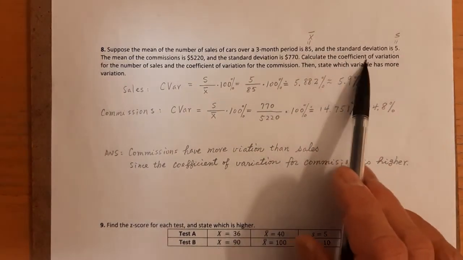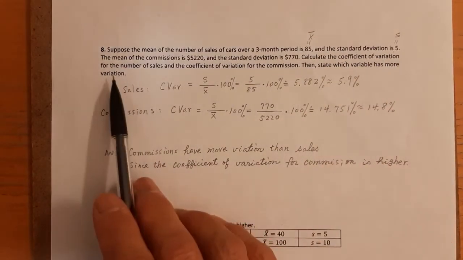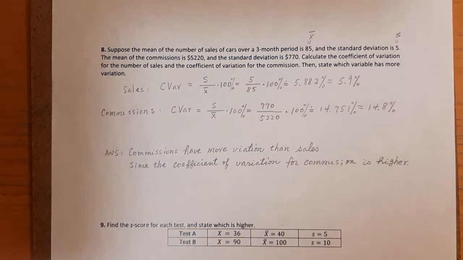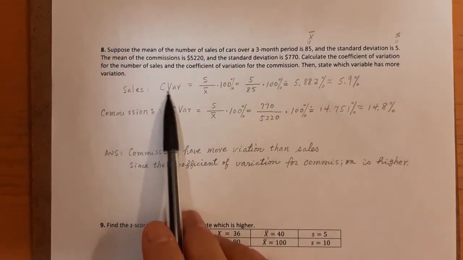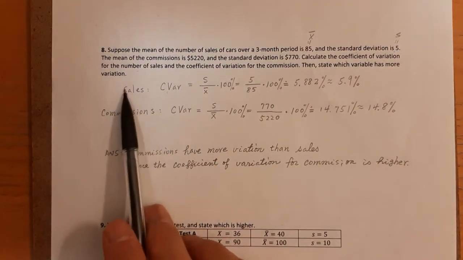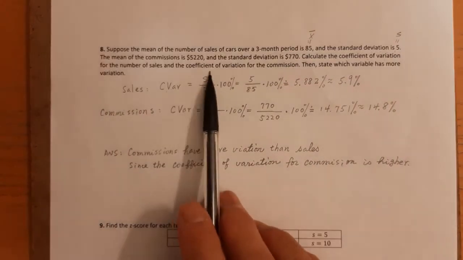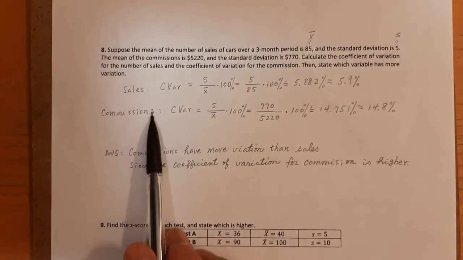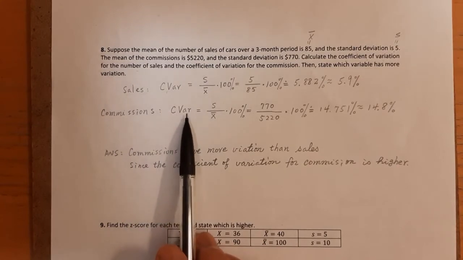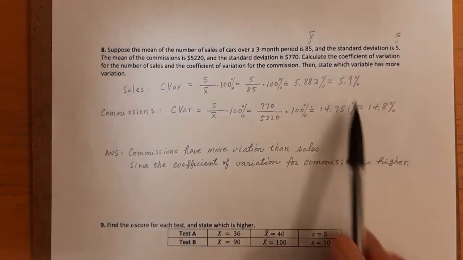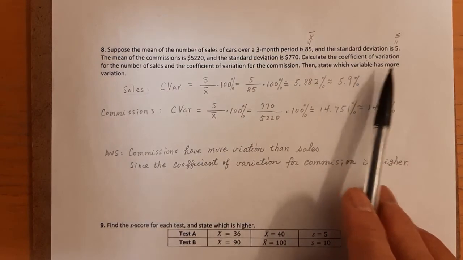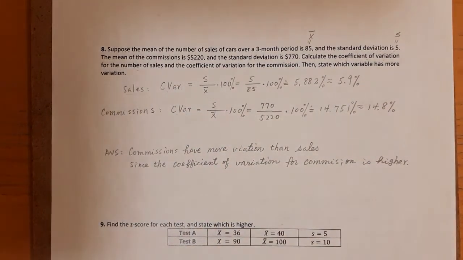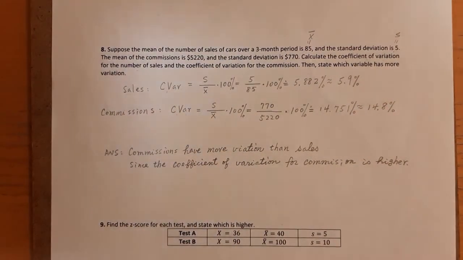Calculate the coefficient of variation for the number of sales. So we calculate the CVAR for sales. And the coefficient of variation for the commissions. So we calculate the commissions' coefficient of variation. Then state which variable has more variation. The higher one has more variation.